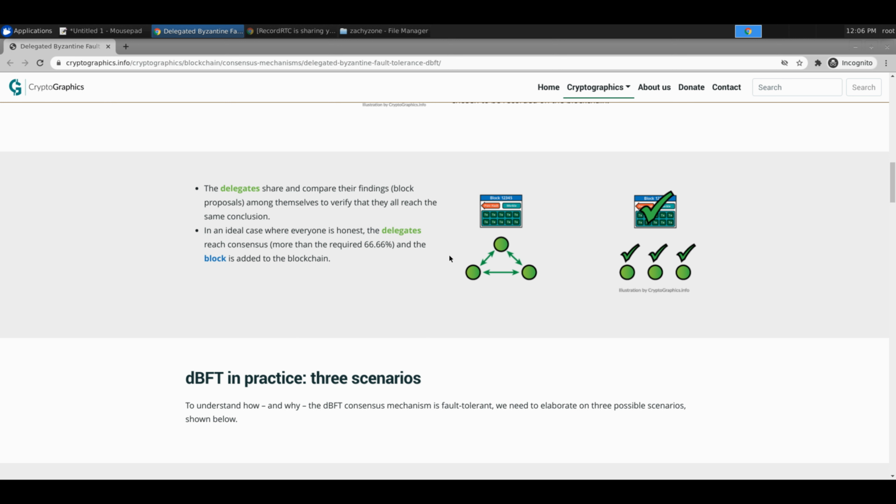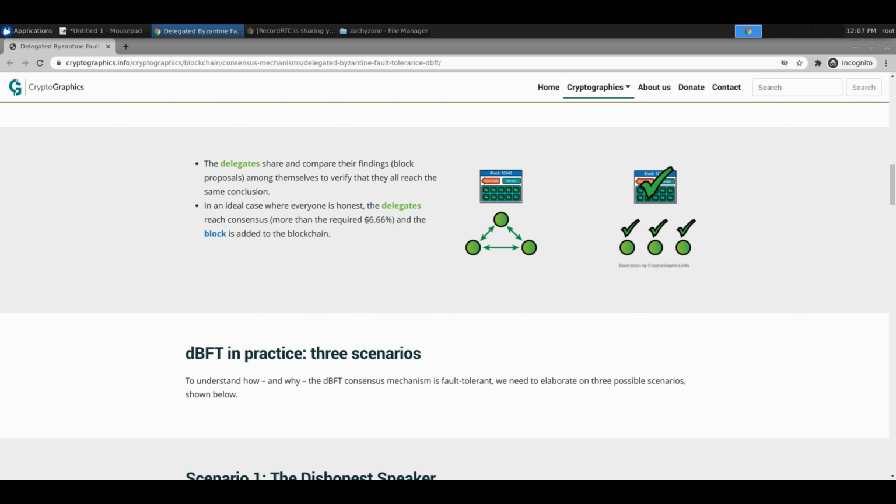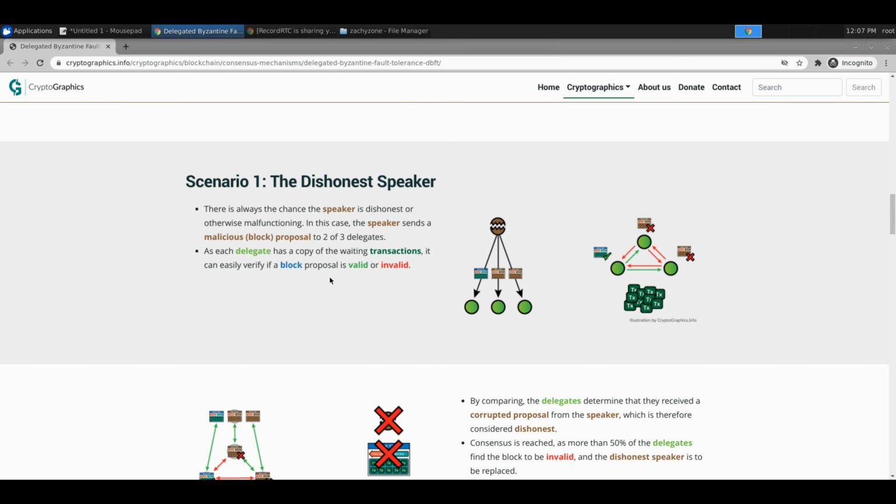So this is why it's message heavy, and this is why a lot of coins don't have a lot of participants, because there's a whole bunch of messages. The more participants you have, the more exponentially the messages go up. So essentially, it's 67% agree. Then it's a good block, and we move on.